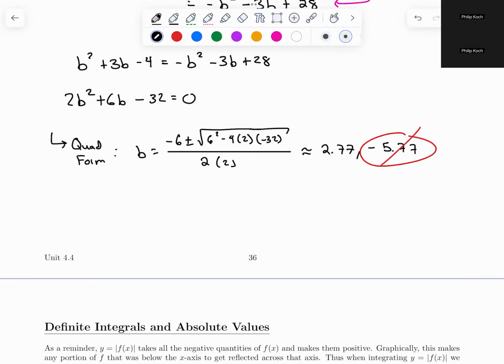So we want 1 less than b less than 4. So b is equal to 2.77.